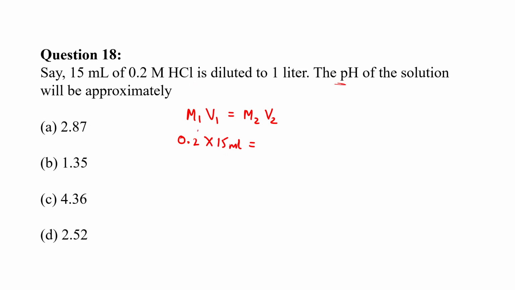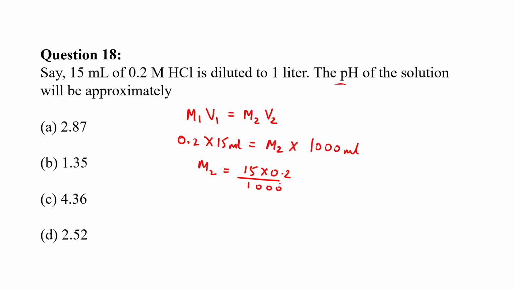So we have the initial molarity, initial volume, final volume, and we have to calculate the final molarity. Final volume is 1 liter, that is 1000 ml. Since we have taken this in ml, just make sure the units are equal on both sides. So this is 15 into 0.2 divided by 1000. So M2 will be 15 into 0.2 by 1000. Just solve this.